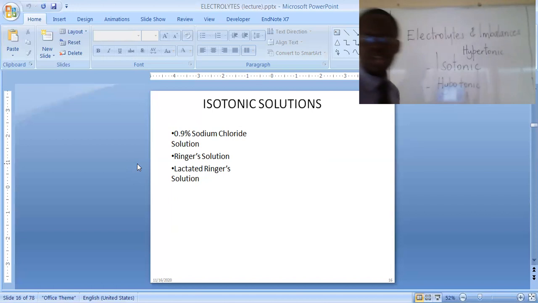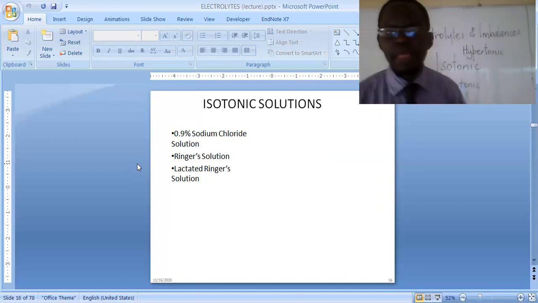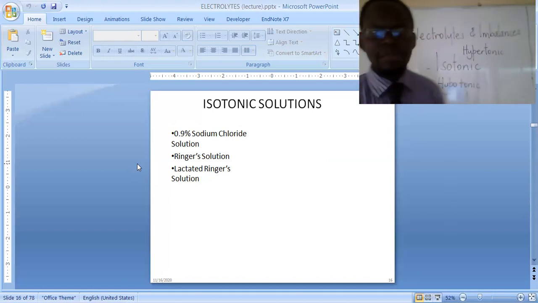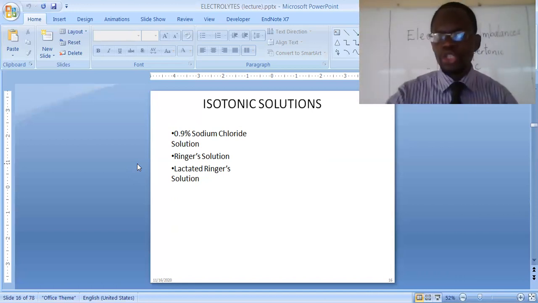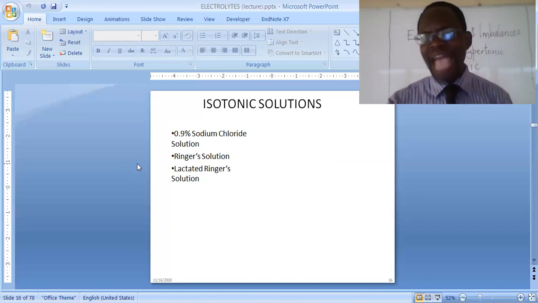Now, all these solutions are needed within our body, and we are going to see what they basically mean. But an isotonic solution is basically a solution that has the same concentration as our plasma. So the same concentration as our plasma is referred to as an isotonic solution.